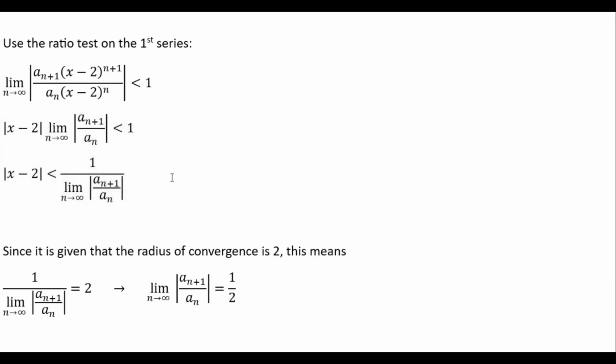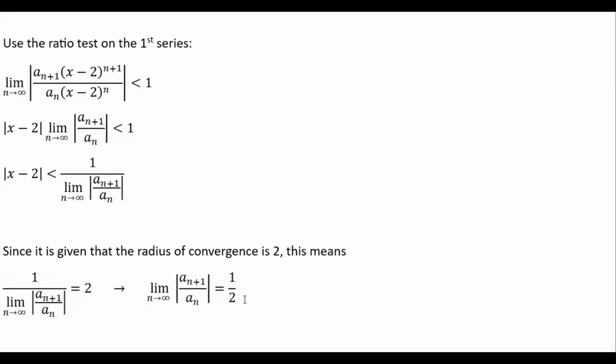Okay, that's how we always determine the radius of convergence, right? We isolate the absolute value. Whatever is over here is the radius. So this guy is equal to 2, which means the limit is equal to half.